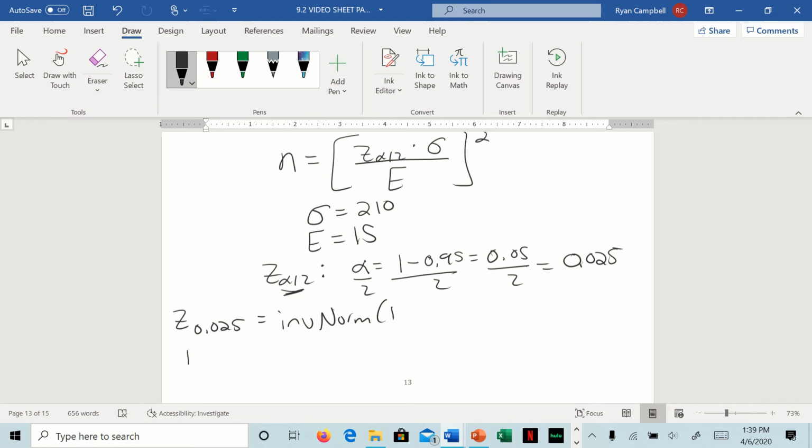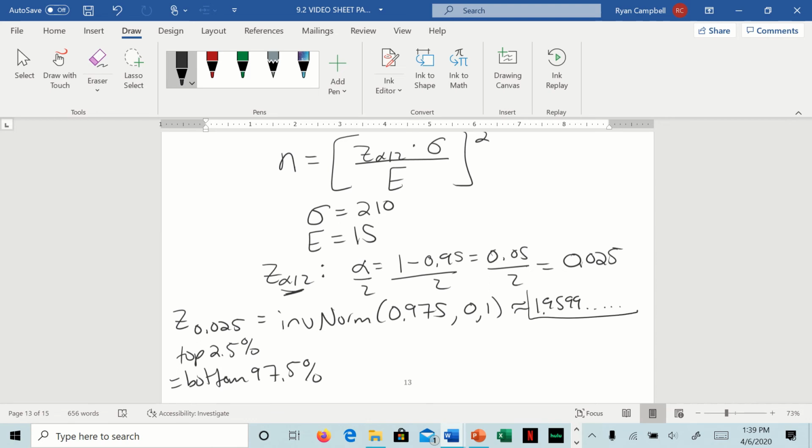So what you can do, right, 1 minus 0.025. This is going to be the top 2.5%, which means it's the bottom 97.5%. So 0.975, comma 0, comma 1. We end up with about 1.9599, and so on, right?